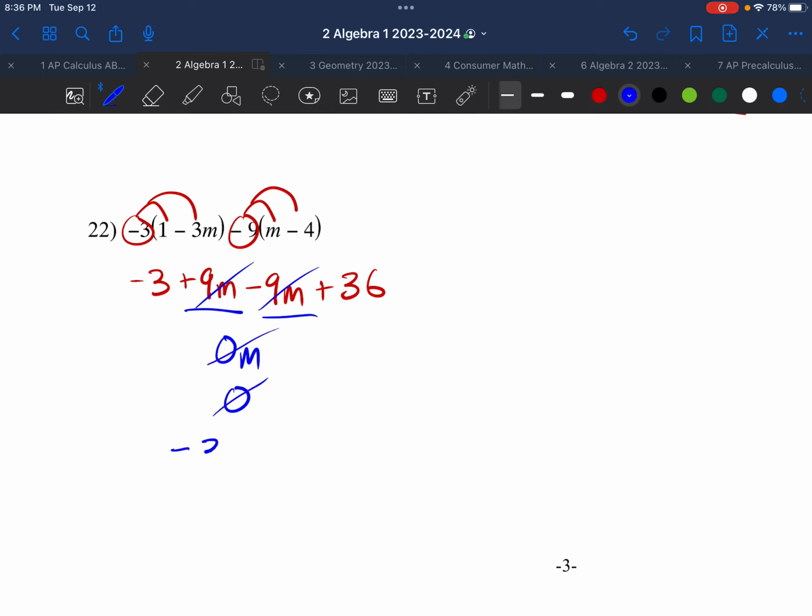Your new problem is really negative 3 plus 36. And combining those like terms, those are like terms because they're just numbers. Negative 3 plus 36, one's a negative, one's a positive, so you subtract, take the sign of the larger, you get 33 for your final answer.